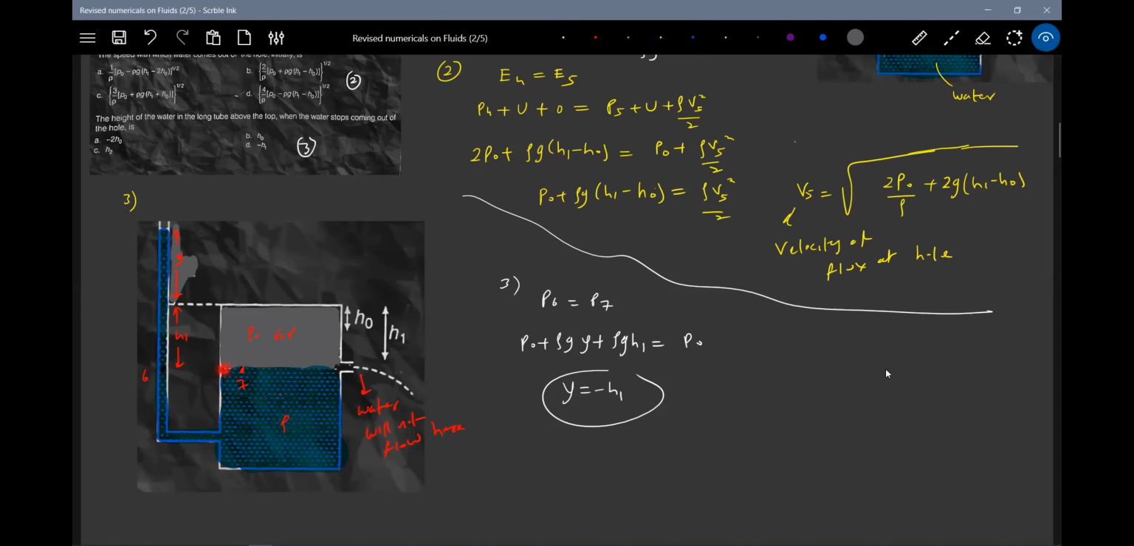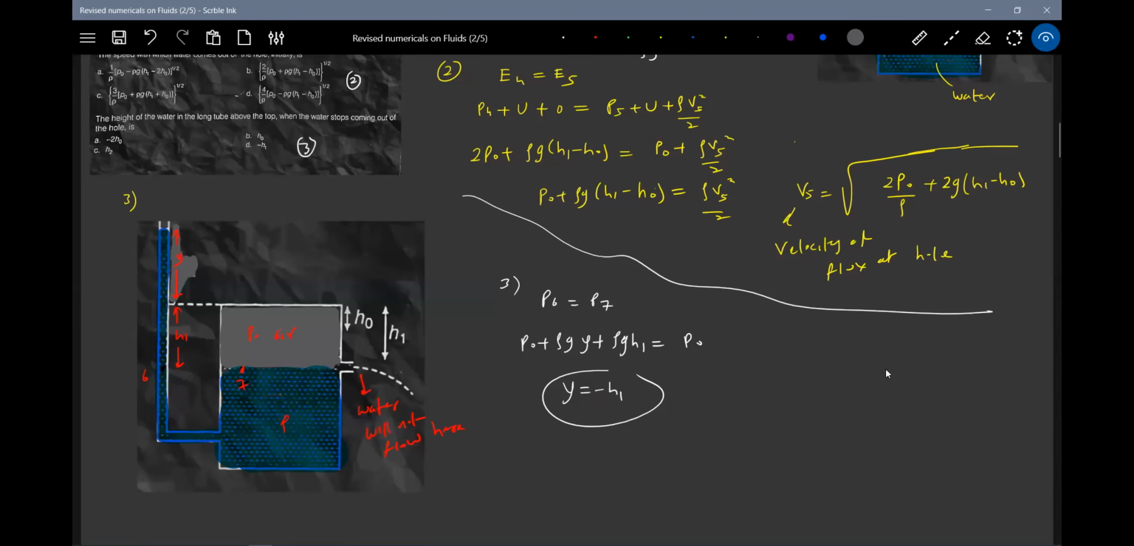Y equal to minus H1 means the level of water should come here. The pressure at this point should be equal to pressure at this point, no? Yes. So therefore, y equal to minus H1 means the level of this tube should be equal to H1 here. Understood. That one I'm showing by equation. Or just put, don't show water here, bring it till here. So how much it should fall is what is being asked.